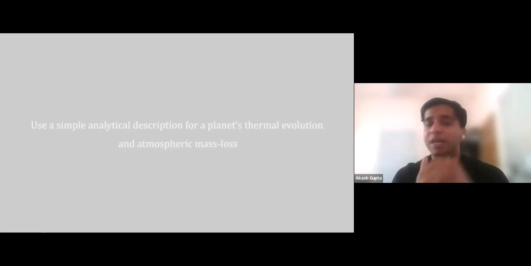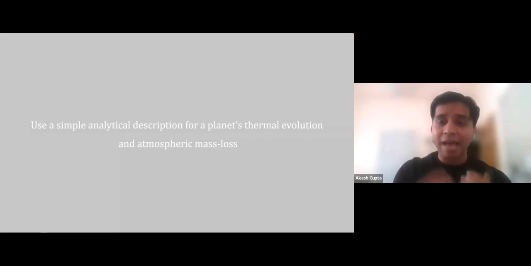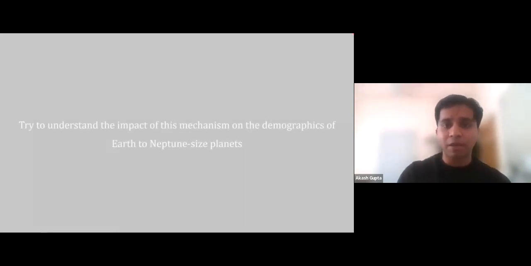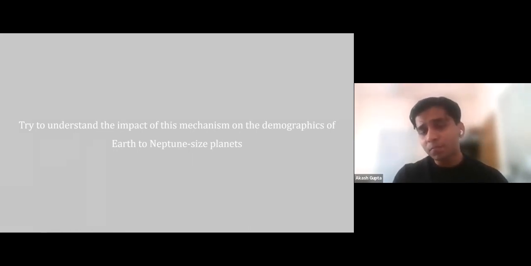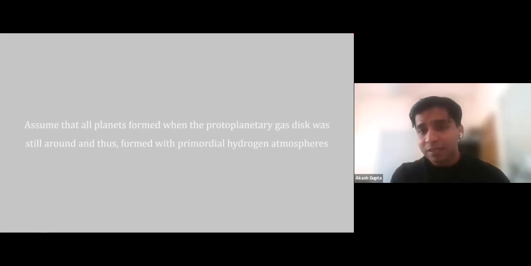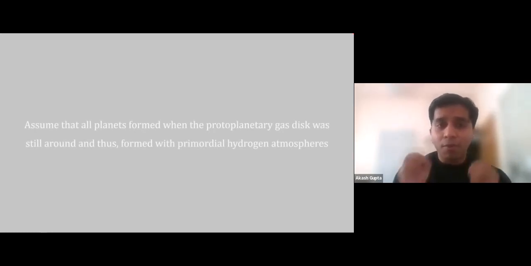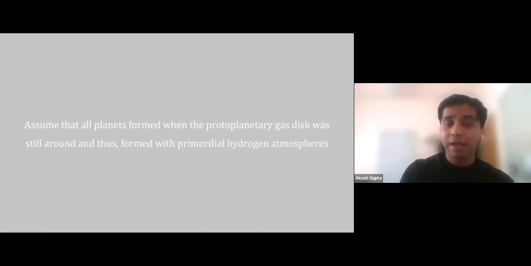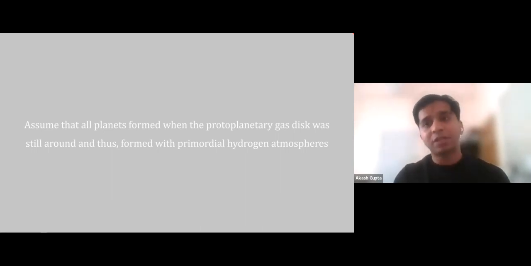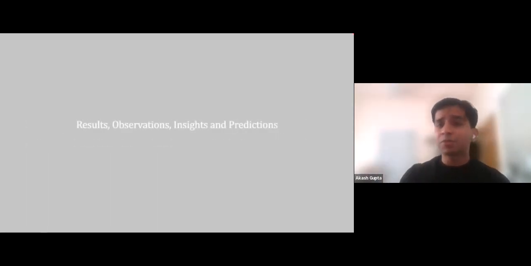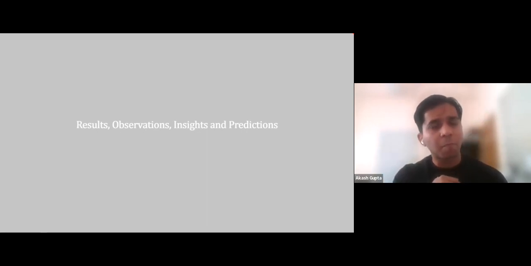So what we do is that we use a simple analytical description for a planet's thermal evolution and atmospheric mass loss, and try to understand the impact of this mechanism on the demographics of Earth to Neptune sized planets, while assuming that all planets formed when the protoplanetary disk was still around, and so they formed with primordial hydrogen atmospheres. So let us see how our results compare with observations, what insights they give us, and what predictions we can make for the future.